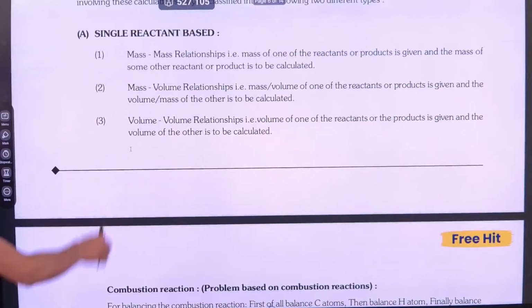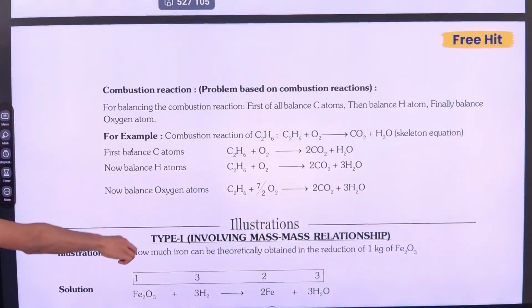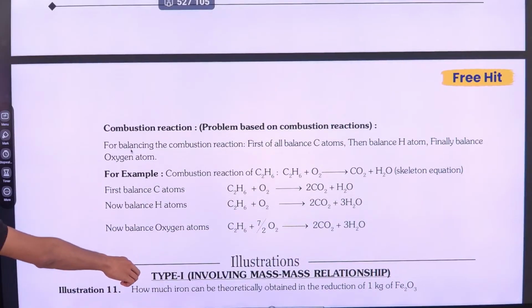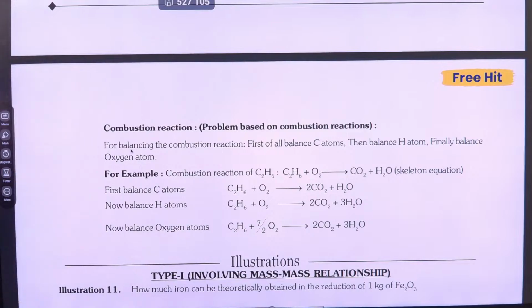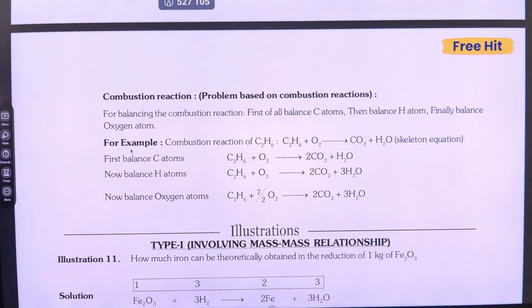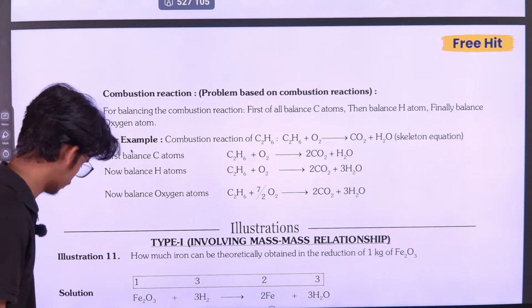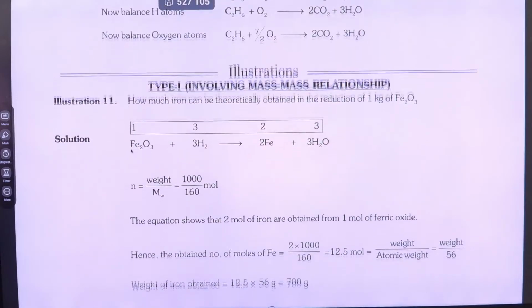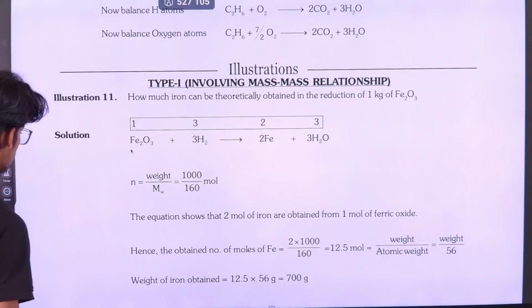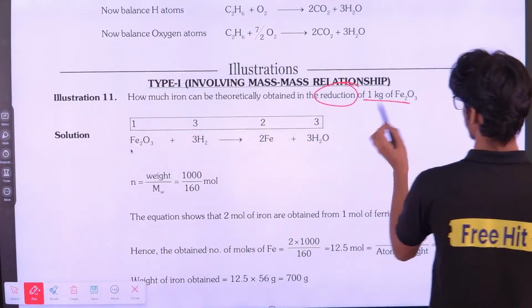So we studied mass and volume. So first of all, do this problem. The first type of illustration. Type 1: how much iron can be theoretically obtained in the reduction of 1 kg of Fe2O3? Okay, so I will tell you the reduction of Fe2O3. So this is the formula. If you might not know the formula, here it is. So the first type of illustration: 1 kg of Fe2O3 is there.